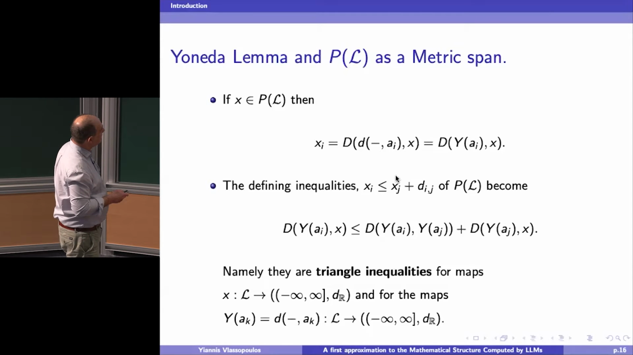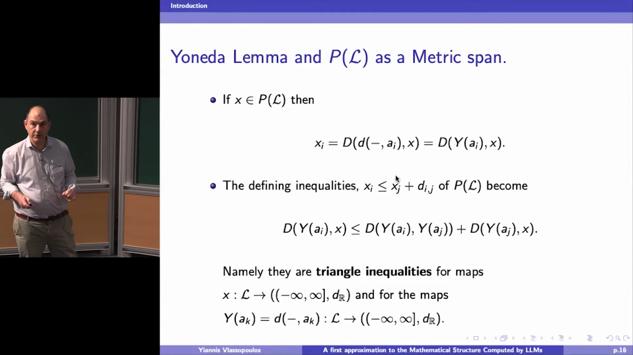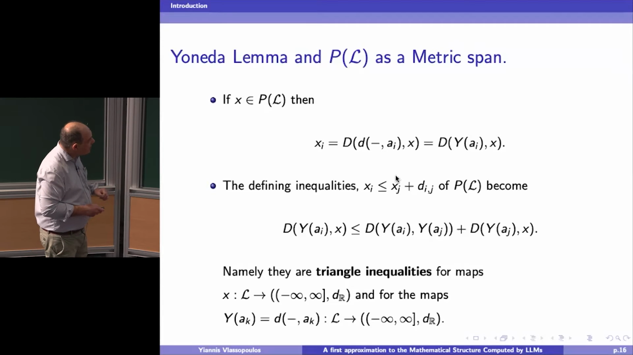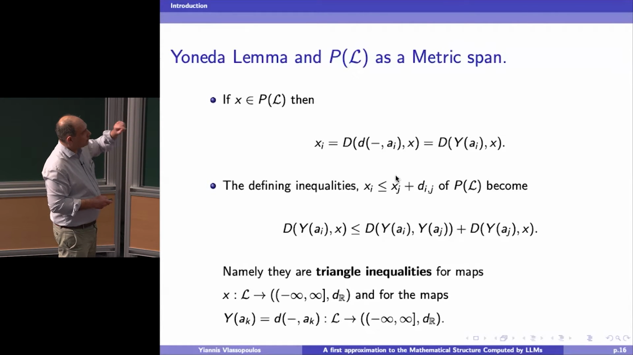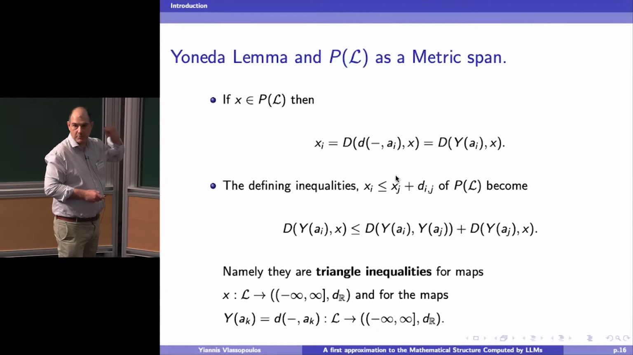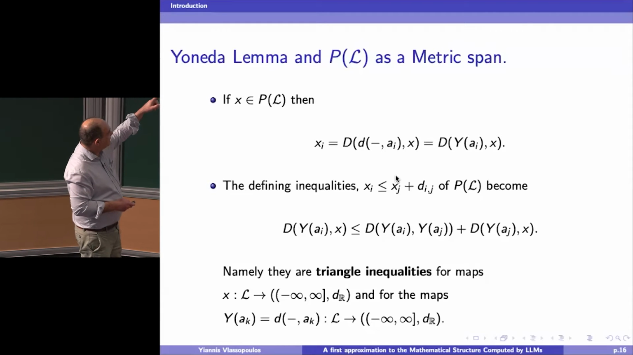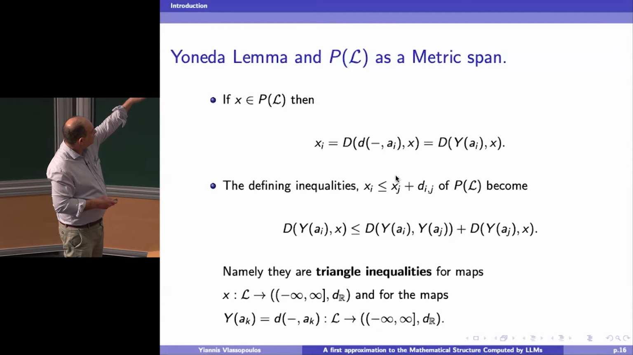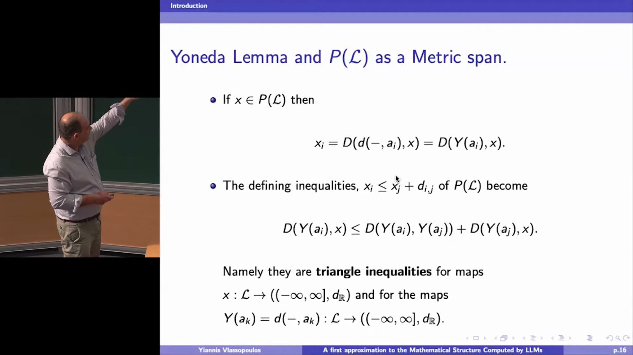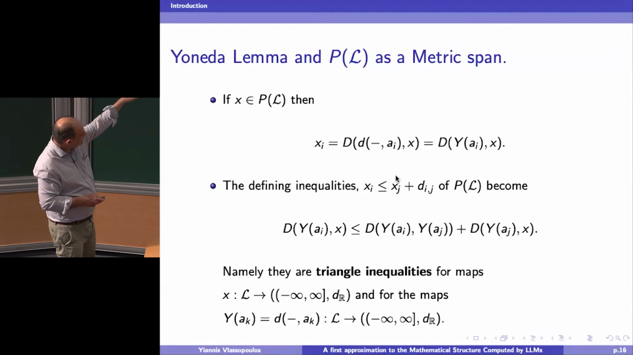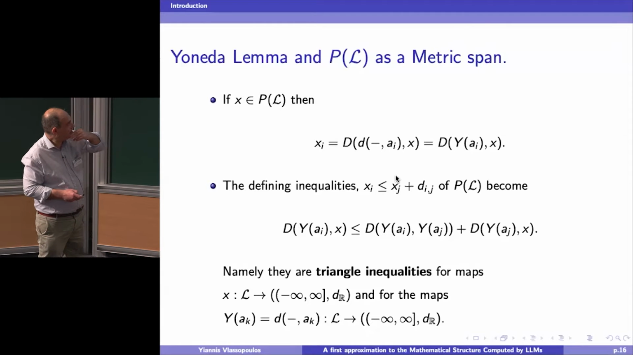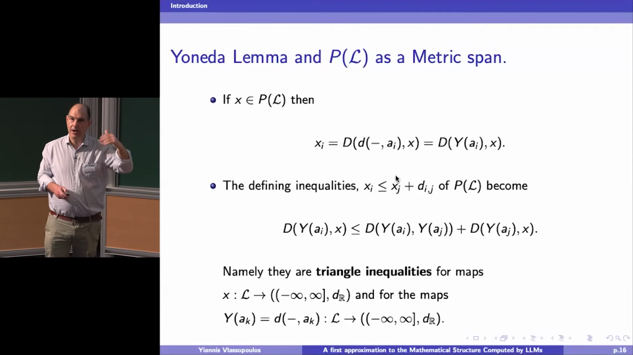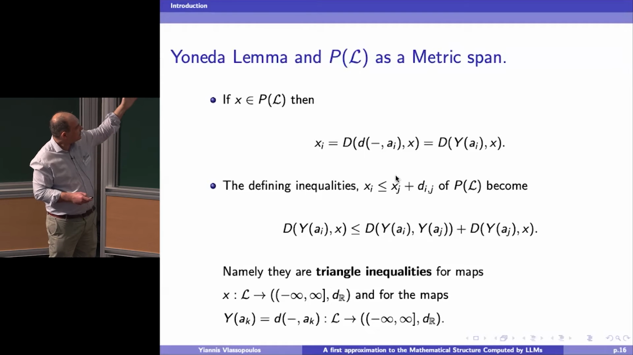Then the unit embedding says that xi, which is x of ai, is the distance from d dash ai to x. This is precisely the Yoneda lemma, but in the metric framework. And now we see that the defining inequalities of this polyhedron also have a metric interpretation. Because xi is the distance from y of ai, the unit embedding, into x, this inequality, xi less than or equal to xj plus dij, is precisely the metric inequality for this metric d and for these images of the unit embedding y of ai.